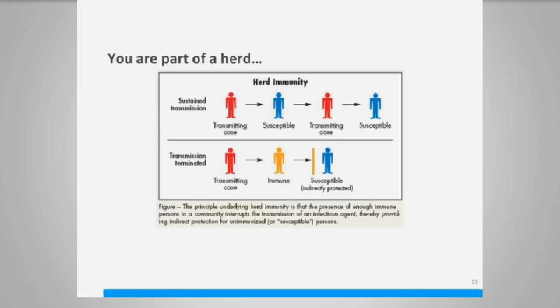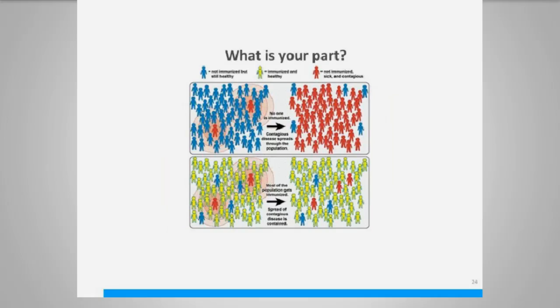Remember that we are all part of a herd. I love this: sustained transmission. The principle of underlying herd immunity is that the presence of enough immune persons in the community interrupts the transmission of an infectious agent. And each of us, if we go and get our vaccination, is going to be part of that herd that makes it so that you are not susceptible, you're immune. But what's your part? Where are you today? What are you creating? Are you making other patients more susceptible to disease?